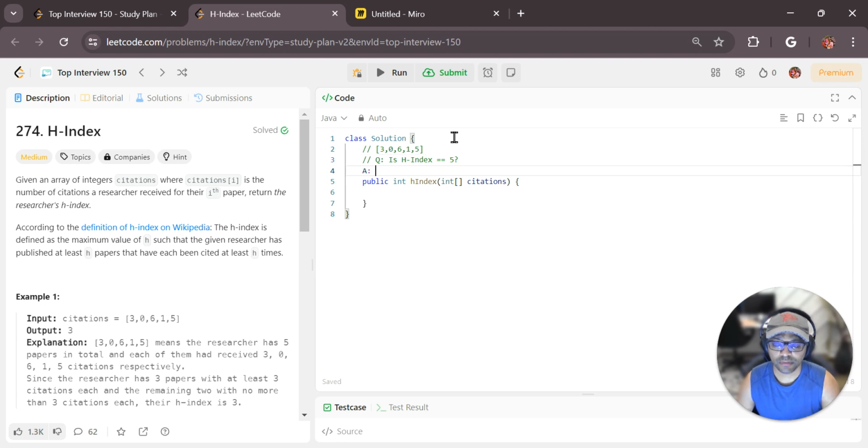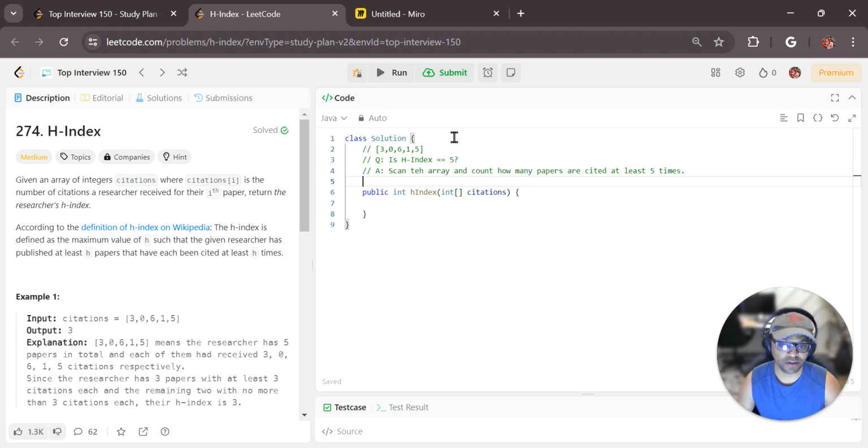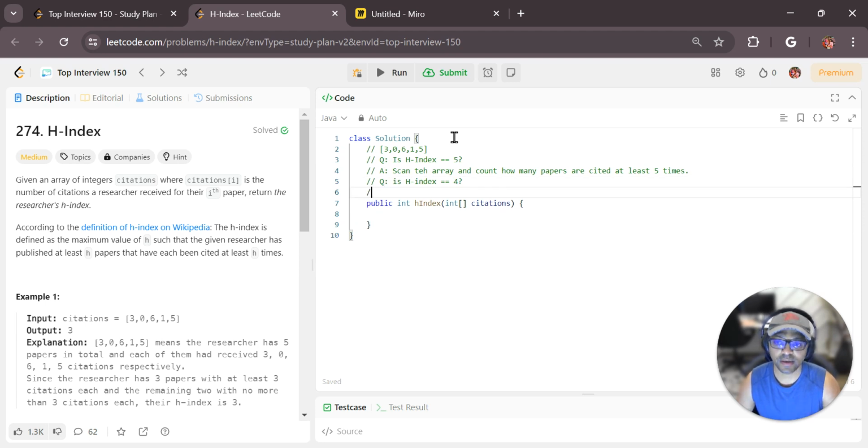And the answer is given by basically scanning the array and counting how many papers are cited at least 5 times, right? And if that is bigger than or equal to 5, then yes, 5 is the best h-index and we can return. If not, the next question is: is the h-index equal to 4, right? And then we can do the same thing. Scan the array and count how many papers are cited at least 4 times, and so on. So I think that is an approach that would work.